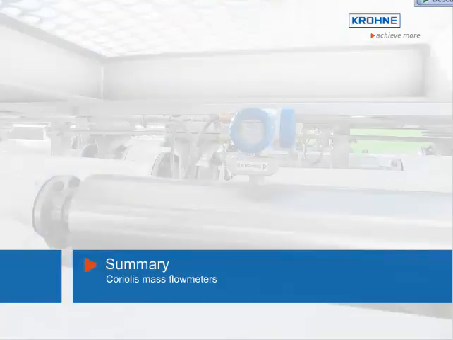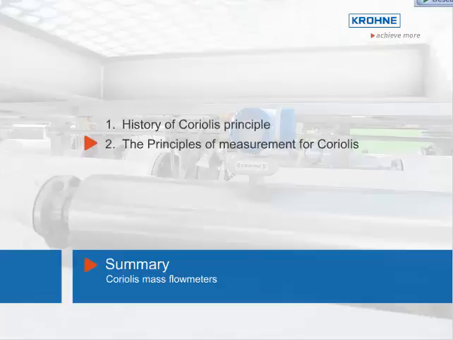Having completed this first module of Coriolis mass flow meters, you will now have an overview of the history of the Coriolis principle and how it affects our daily lives. You understand the measuring principles and measuring techniques of the Coriolis mass flow meter, and you will also have become acquainted with the relevant physics which helped you to understand the measurement principles. You will now be aware of the process of calibrating Coriolis mass flow meters.